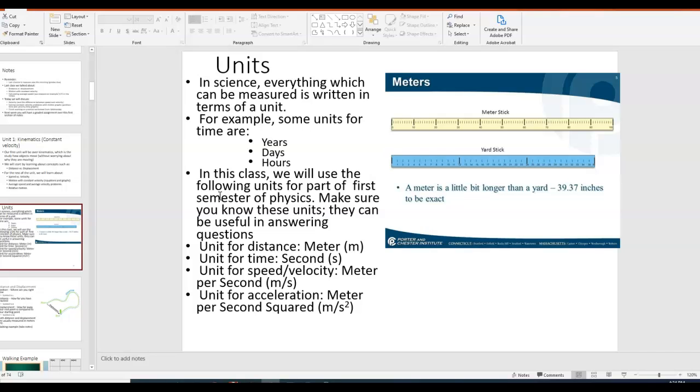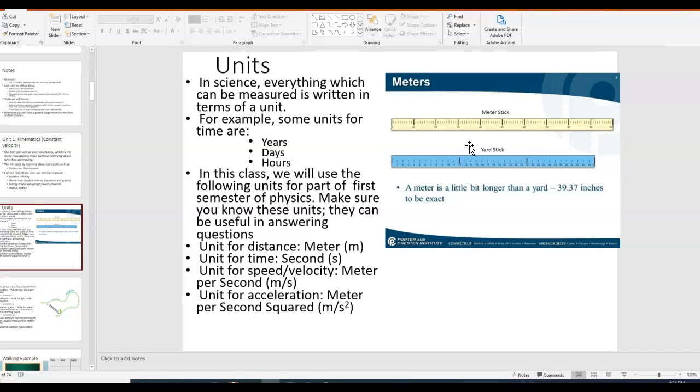Okay, so the unit that we're going to be using for distance and displacement is called the meter. For meter we write a lowercase m. Now, if you don't know what a meter is, normally I would show you a meter stick, but a meter is a slightly longer unit of measurement than a yard. A meter is 39.37 inches, just to give you an idea of length. So it's kind of like 3 feet, but it's a little more than 3 feet.